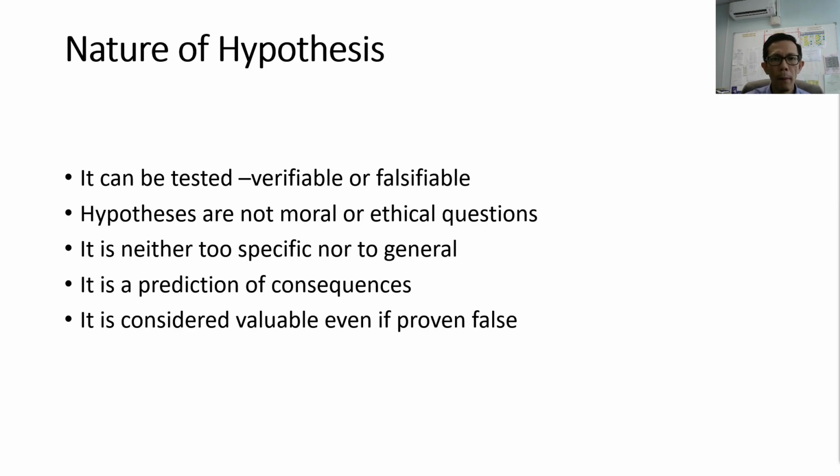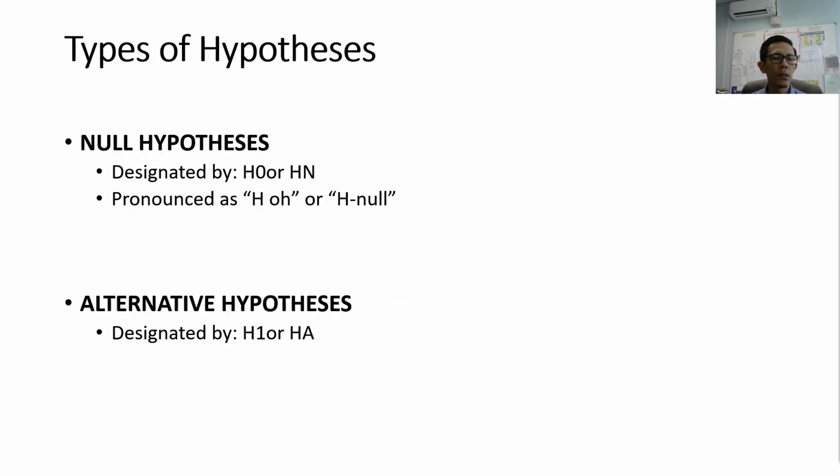Right. So next, what are the types of hypotheses? So you have what we call the null hypothesis, where you can designate it by H naught or H0 or Hn. It should be subscript, okay? And so H naught or H null. An alternative hypothesis, you can designate by H1 or Ha. So H subscript 1 and H subscript a, okay? Subscript.